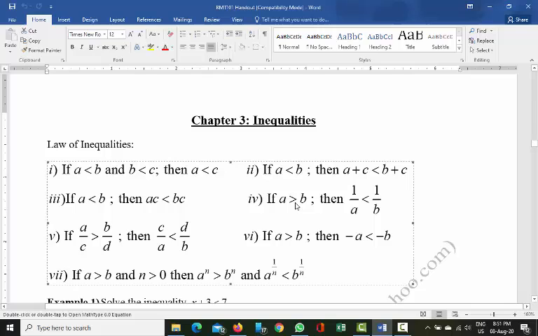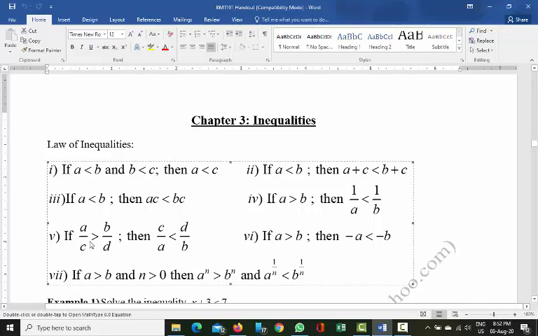Next one: if A is greater than B, then 1 by A should be smaller than 1 by B, because here instead of A we are having 1 by A, that means inverse of A, and also 1 by B, inverse of B. So obviously the relationship will reverse, we will get the opposite relationship. If A is greater than B, then 1 by A should be smaller than 1 by B.